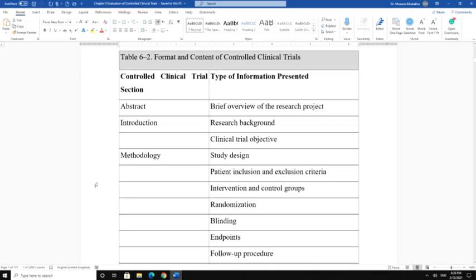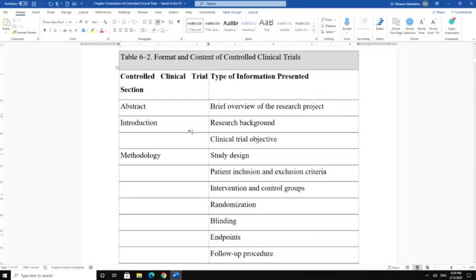Okay, what are these sections? How is it written? Of course, after the title and the authors, you will start with the abstract. And you need to know the sequence here. The abstract contains a brief overview of the research project, a brief description about the study. Then you should know the sequence and the information in that section.